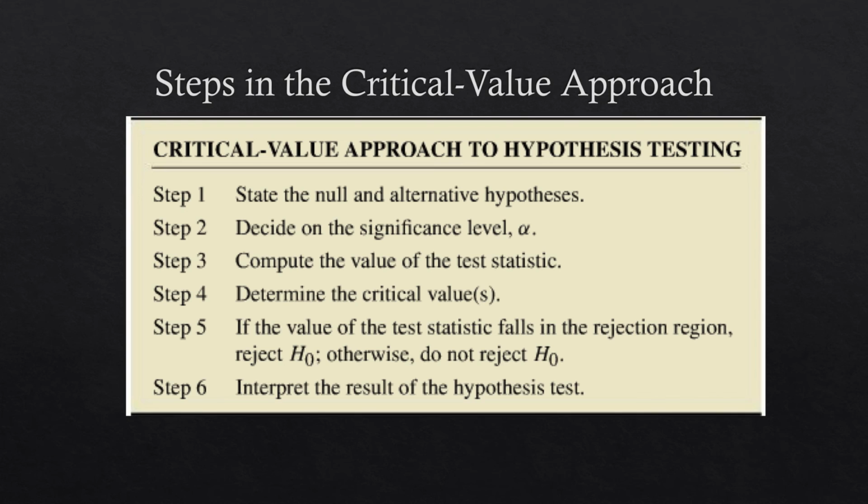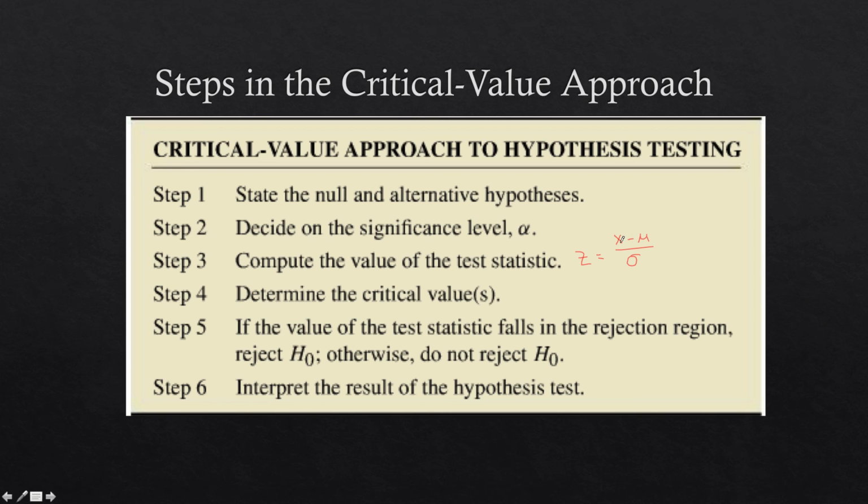Step 1, state the null and alternative. Step 2, decide on the significance level. Step 3, compute the value of the test statistic, our z-score there. When I say test statistic, I labeled this when we went over this a second ago. But remember, our test statistic is this right here. Okay? This is the test statistic.